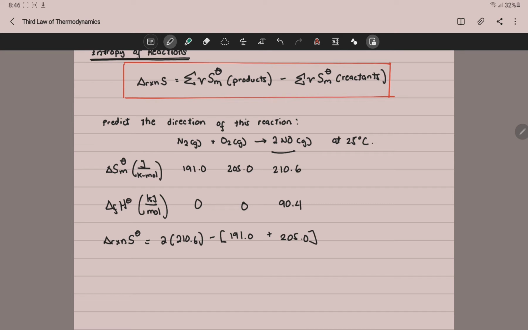So ang lalabas na sagot dito will be 24.6 joules per Kelvin mole. So yan na yung entropy mismo ng reaction. Now, can we conclude already kung spontaneous ba or hindi yung reaction? So we cannot do that yet because entropy of reaction or entropy of the system pa lang yung natutukoy natin.